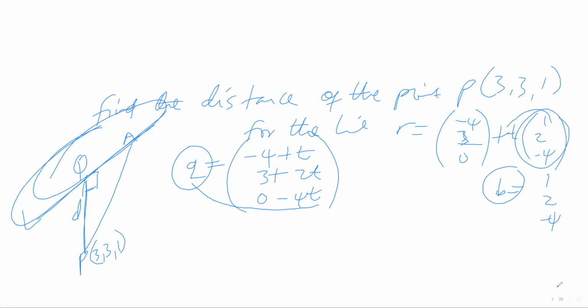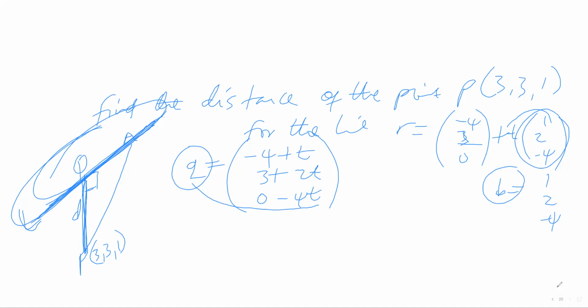Now, for Q, you can see that Q is perpendicular from P to the line, right? This is P here, and Q is there. So Q, you can see this line here. Q is actually a foot, okay? Because it is the foot of the perpendicular from P to the line L. This is P here, and this is L here, right?